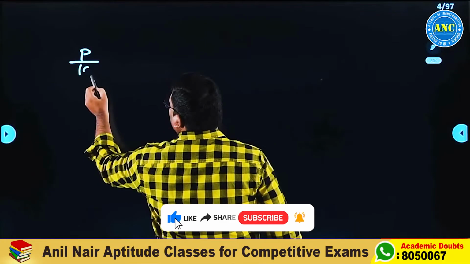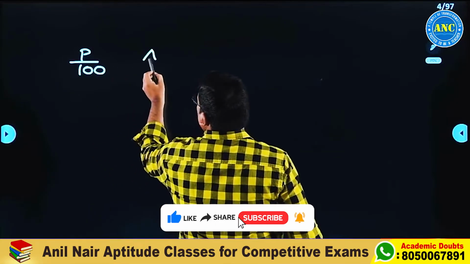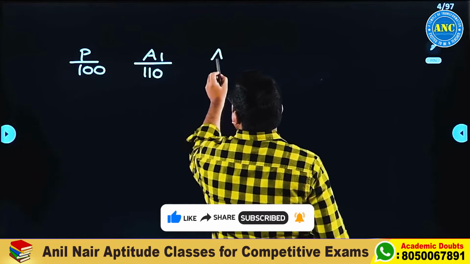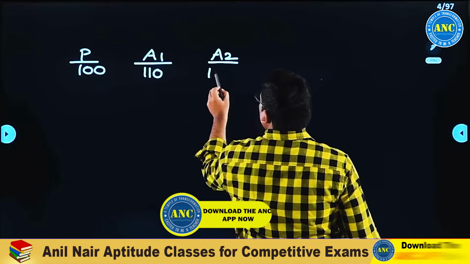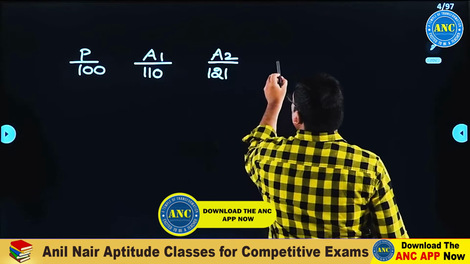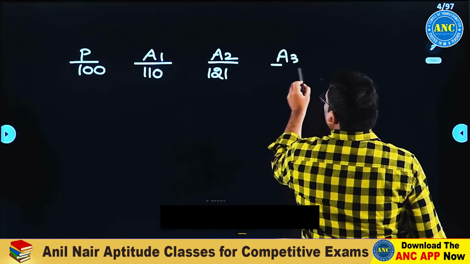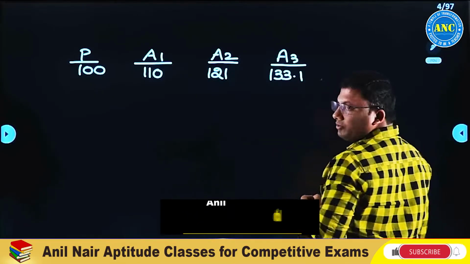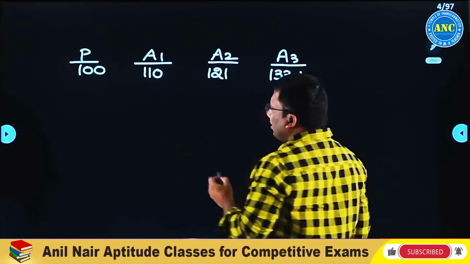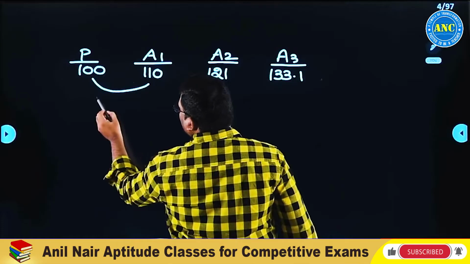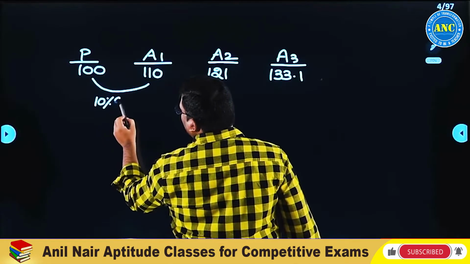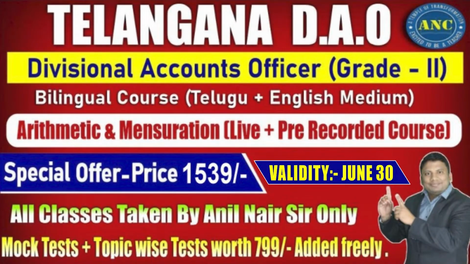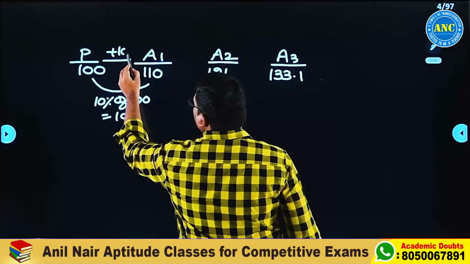Principal is 100. Amount at the end of the first year is 110. Amount at the end of the second year is 121. Amount at the end of 3 years is 133.1. How did you get 133.1? 10% of 100 is 10 more. It is 10 rupees more.